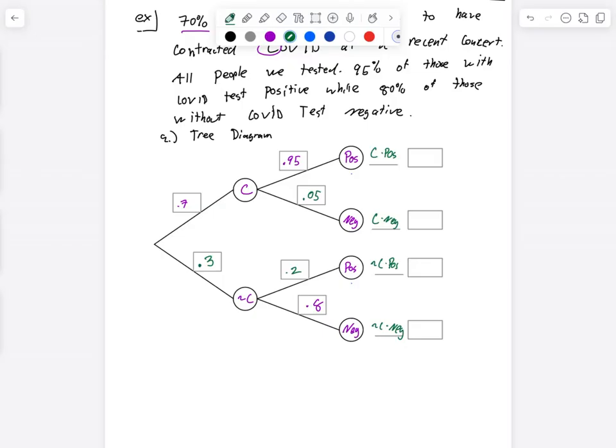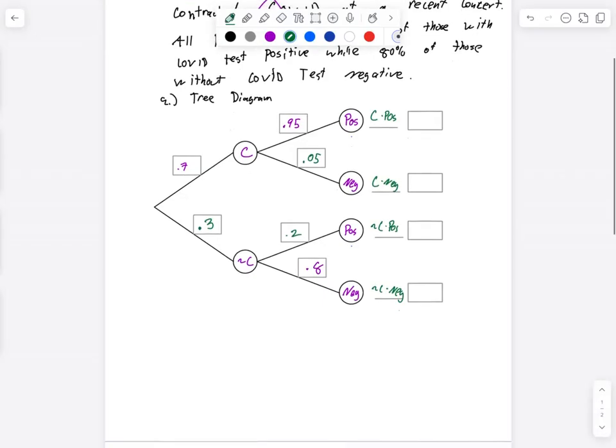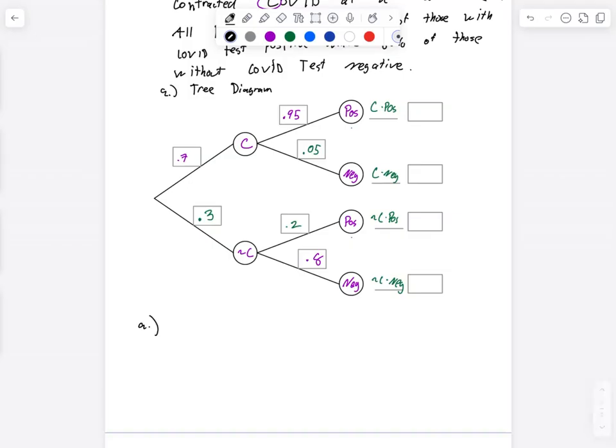So question A. What is the probability of you testing positive for COVID? What is the probability that the test shows positive? So what is the probability that the test shows positive? Now again, we gotta fill these in. 0.7 times 0.9 gives me. Anybody already do them? Let's fill in all the boxes.